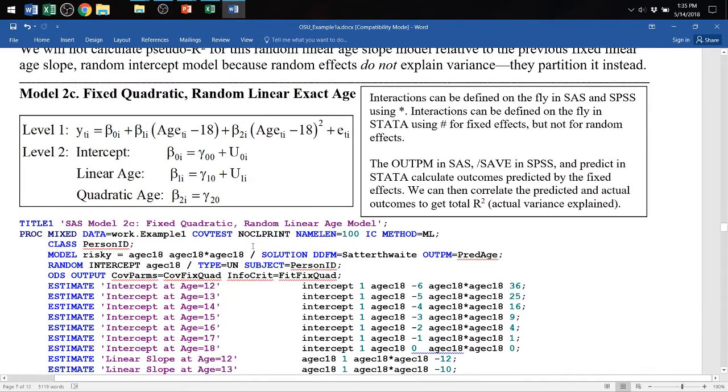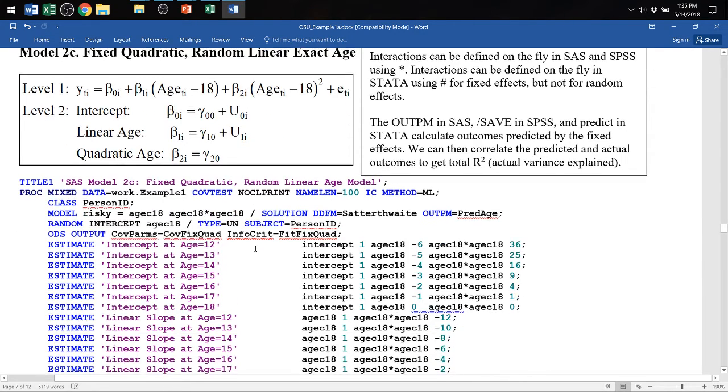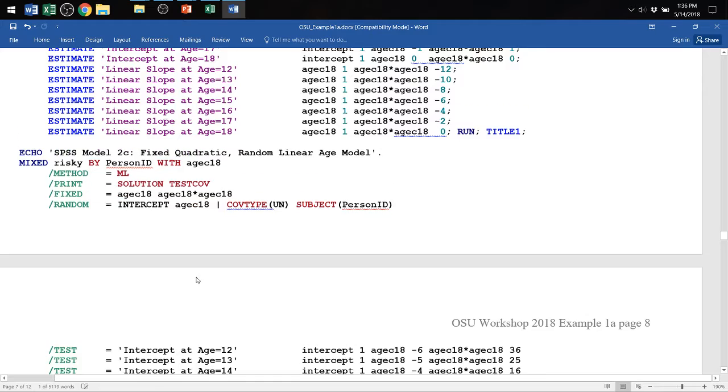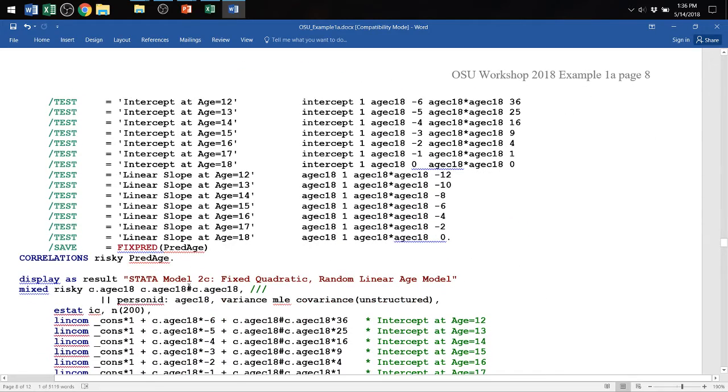One nice feature of the software for these univariate multilevel models is that you don't have to define interaction terms as observed variables. You do in Mplus and in some other programs, but here, for instance, I can make a quadratic effect of age just by putting an asterisk between the two. You can do that in SAS or in SPSS, and the analog for Stata folks is this thing right here, which if you are over 40 is a pound sign. If you are under 40, this is a hashtag.